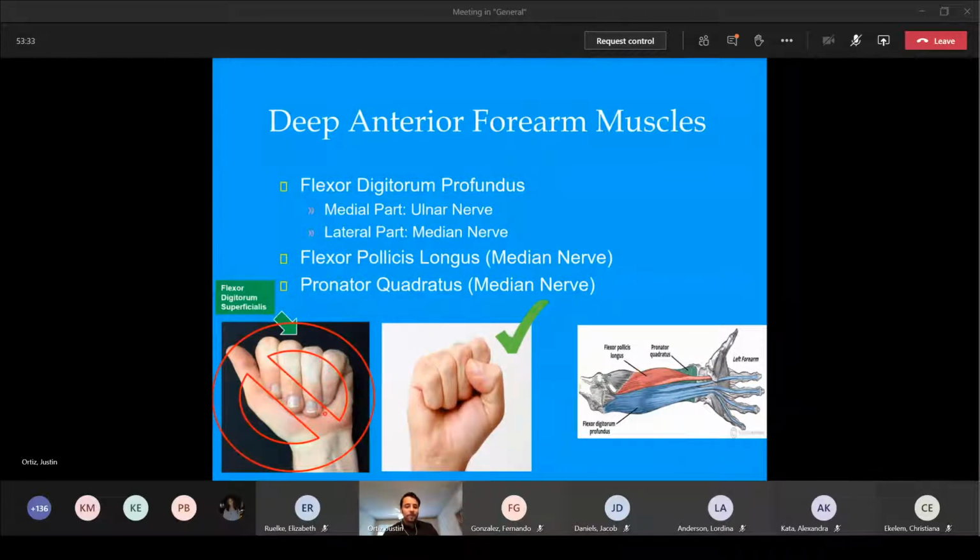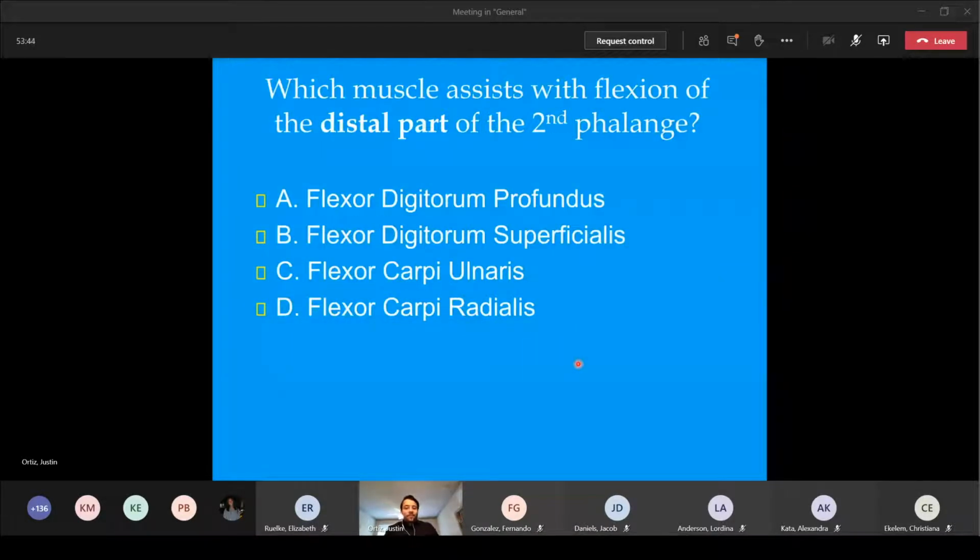So again, I put a little X here because this is flexor digitorum superficialis, and a check here because this is going to be flexor digitorum profundus. So which muscle assists with flexion of the distal part of the second phalange? Little comprehension check question. Yeah, you all are going to be pros with the anterior forearm muscles by the time we do this.